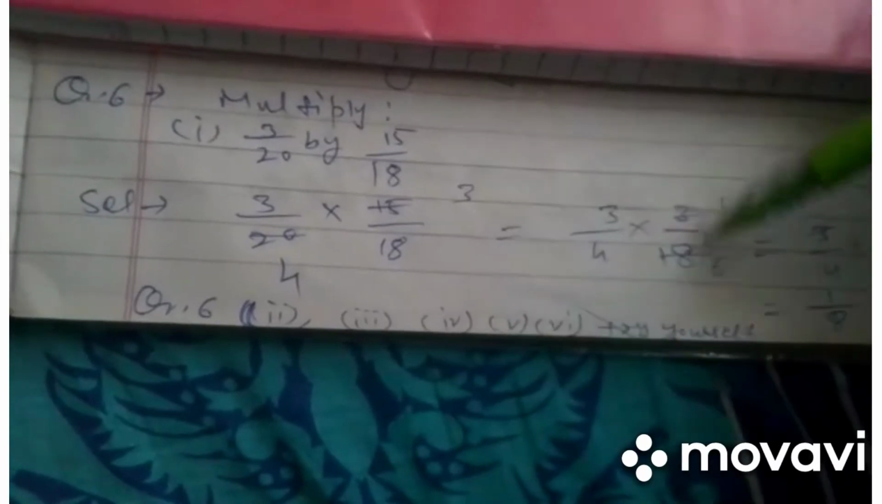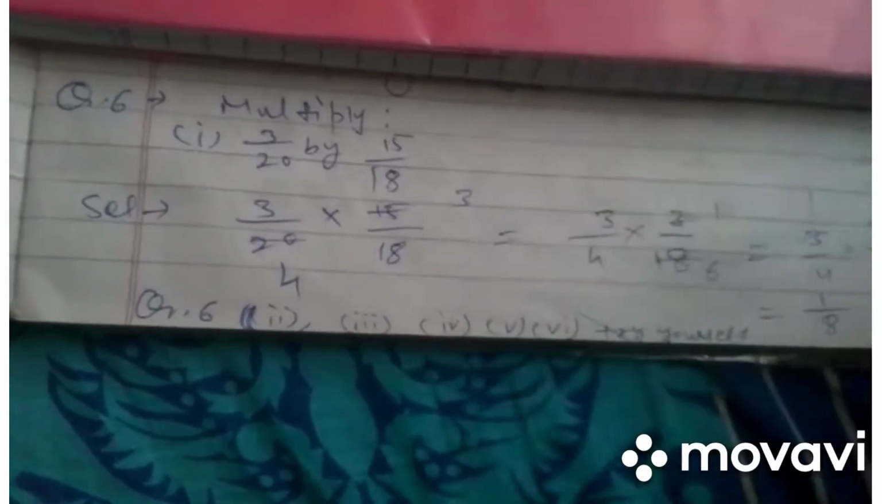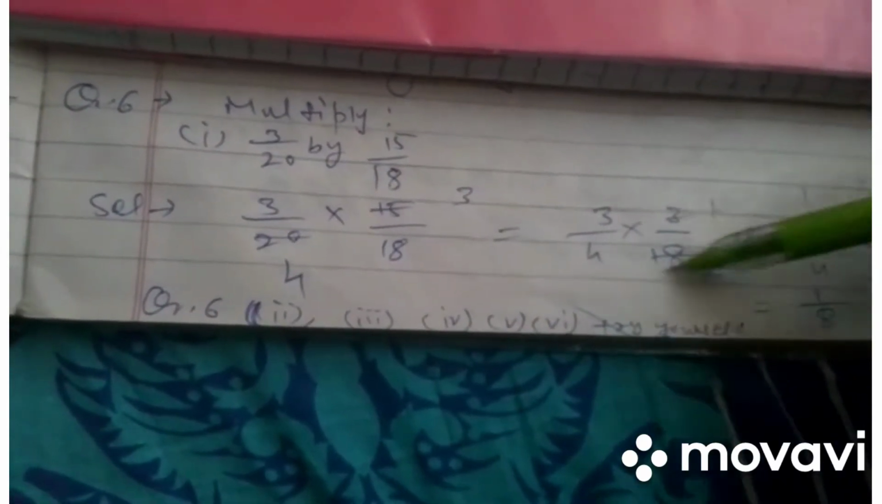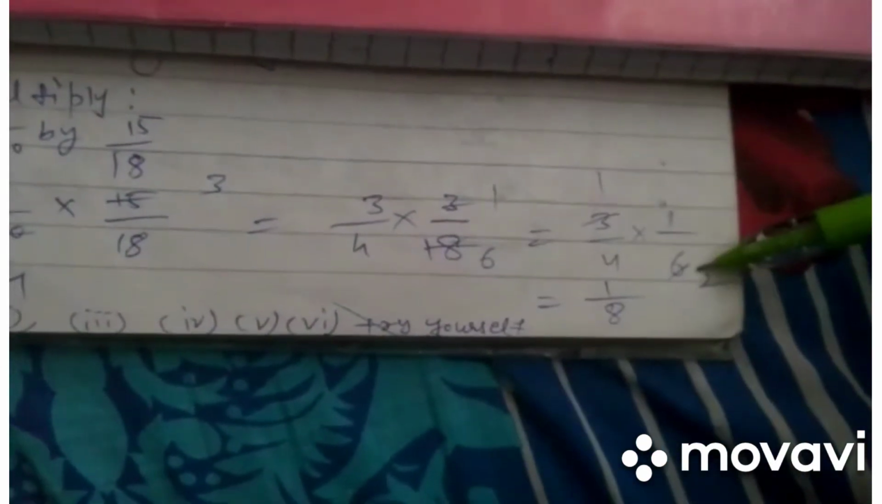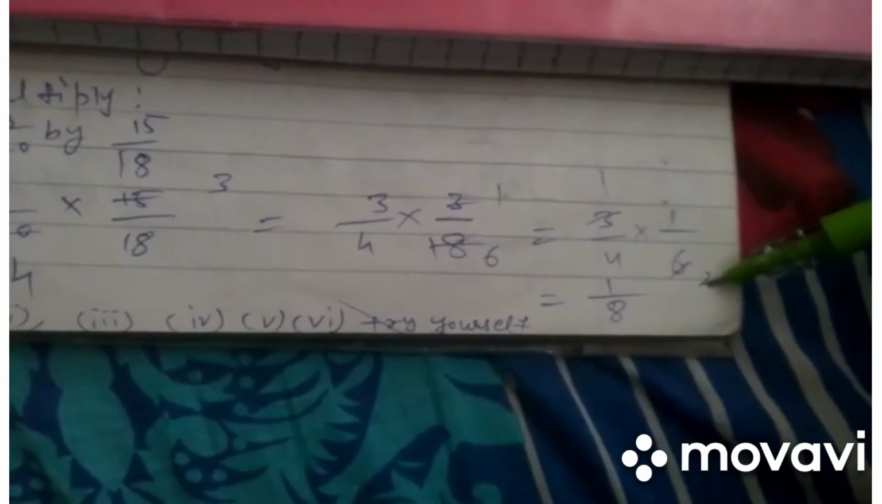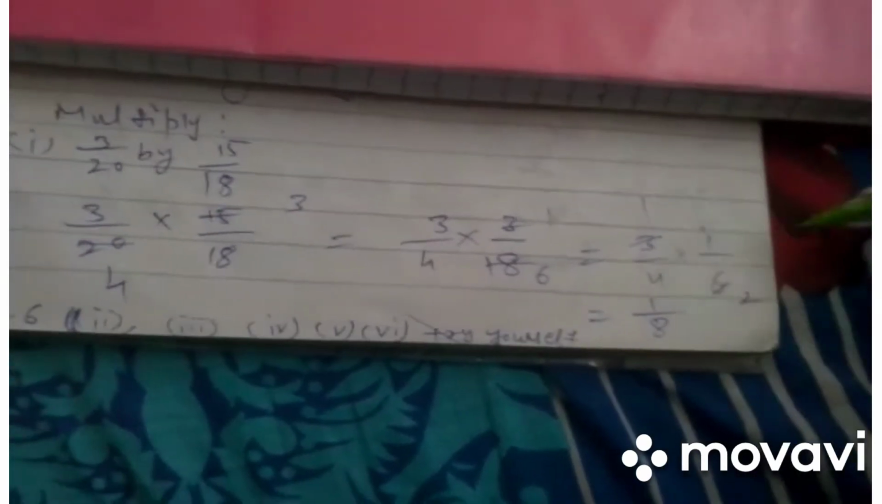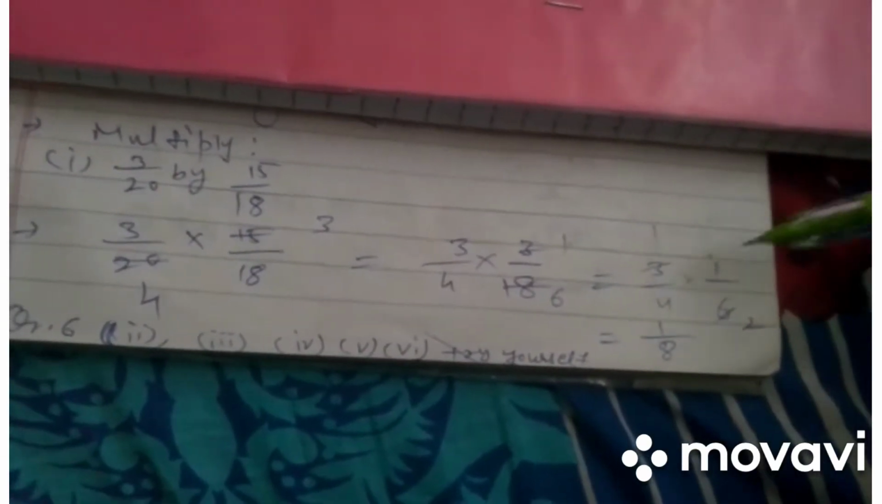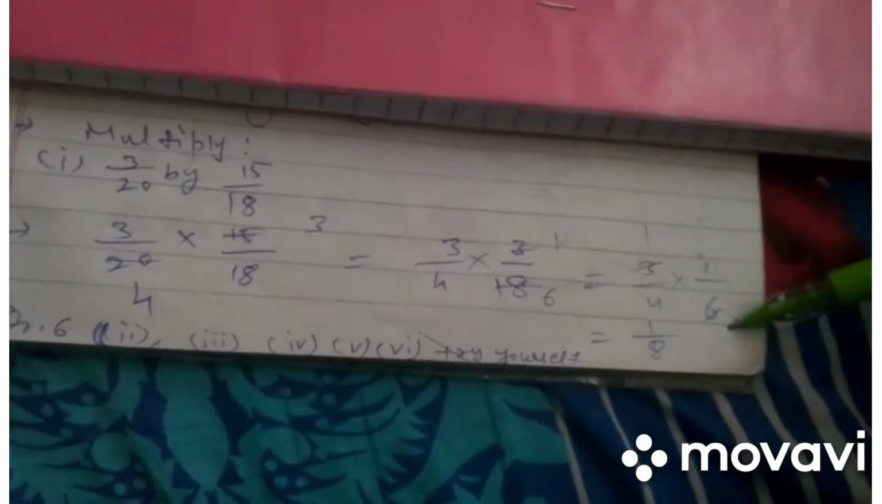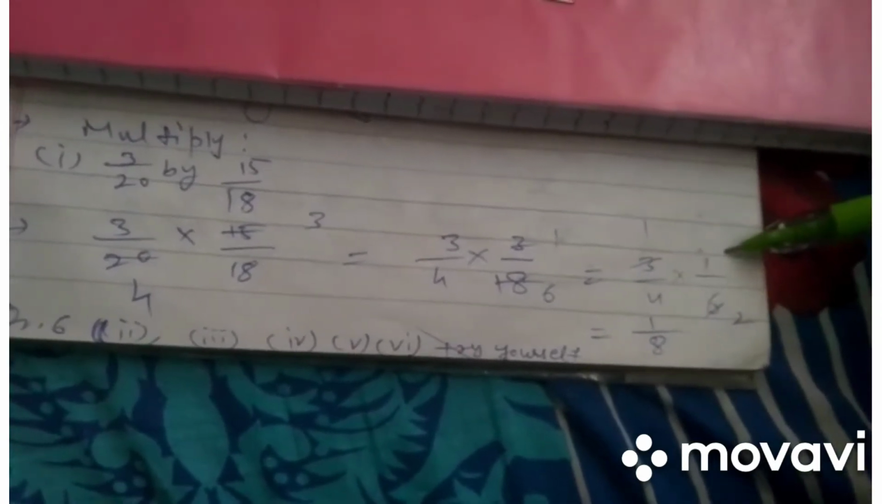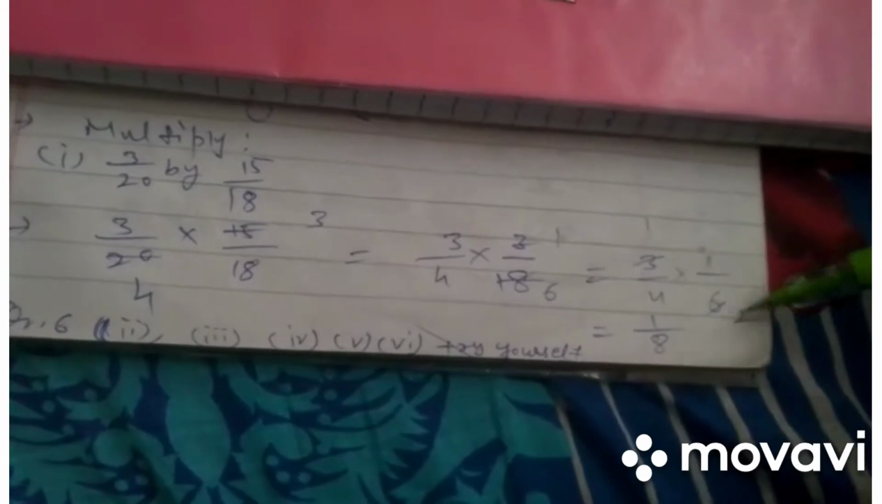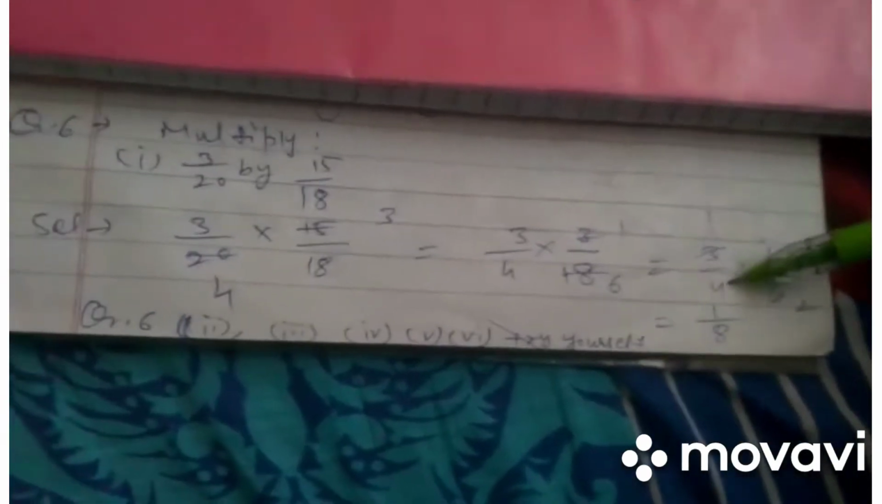Here numerator 3 and denominator 18. Now we can cancel these both. 3 1s are 3, 3 6s are 18. Now it is 3 by 4 multiply 1 upon 6. These two we can cancel. So now it will be left 3 1s are 3, 3 2s are 6. So numerator 1 multiply 1 is 1, denominator 4 multiply 2 is 8. So with the same procedure you can solve question number 6 second, third, fourth, fifth, sixth part.